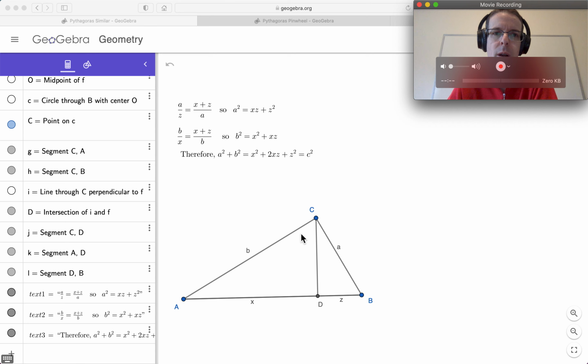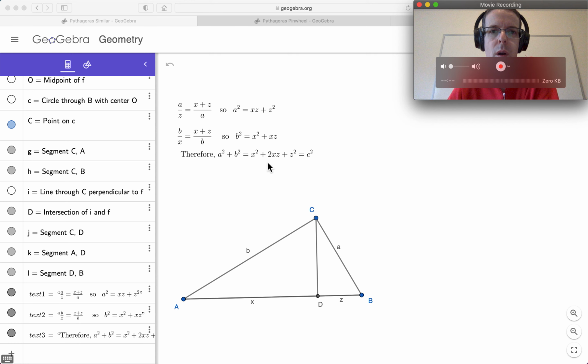xz plus z squared. If we compare the long side to instead the hypotenuse, then we can see that the hypotenuse b over the long side x in this triangle ACD agrees with the hypotenuse x plus z divided by the long side b in this triangle ABC. And so that gives us this equality of ratios, which if we cross multiply gives us b squared equals x squared plus xz. Now it's simply a matter of adding these equations.